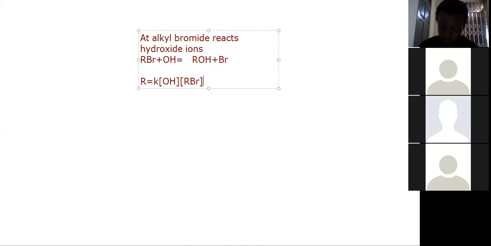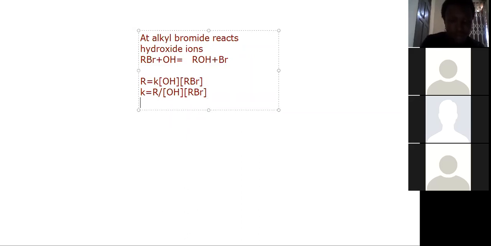Now the question says that we should find the unit of the rate constant. But before we can get the unit of this rate constant, let's first make k the subject. So k will be equal to the rate R divided by the concentration of OH⁻ and RBr. That is it.